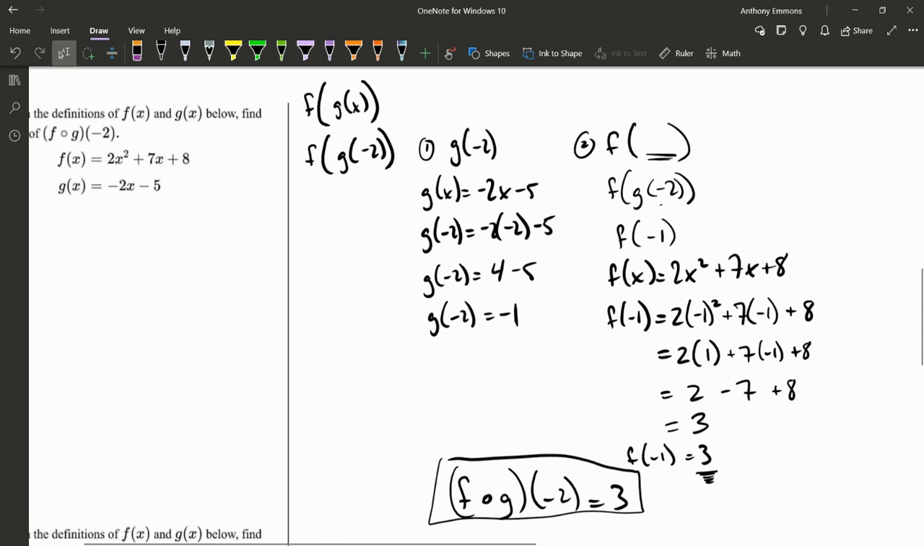But this is the process: taking that value of negative 2, plugging it into one function, g, getting out a number, taking that number and plugging it into a second function, in this case f, following all of those steps to get a final answer of 3.